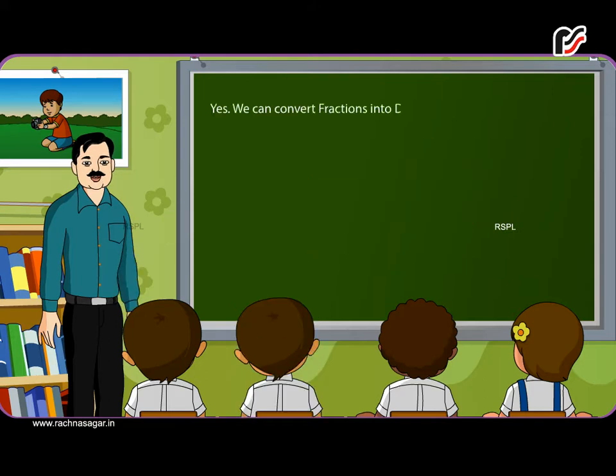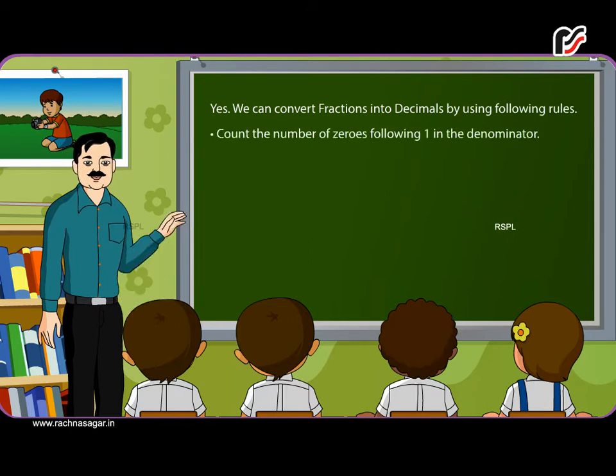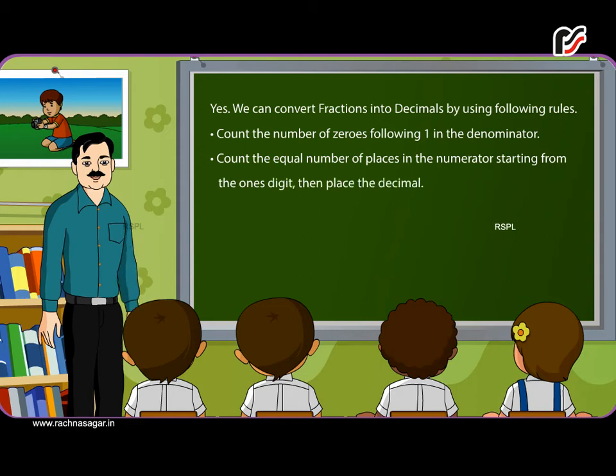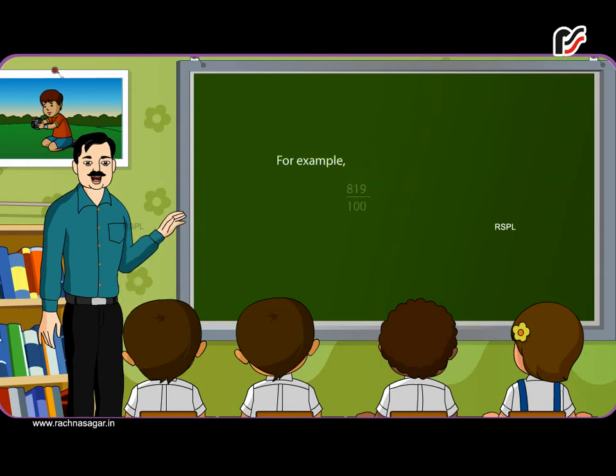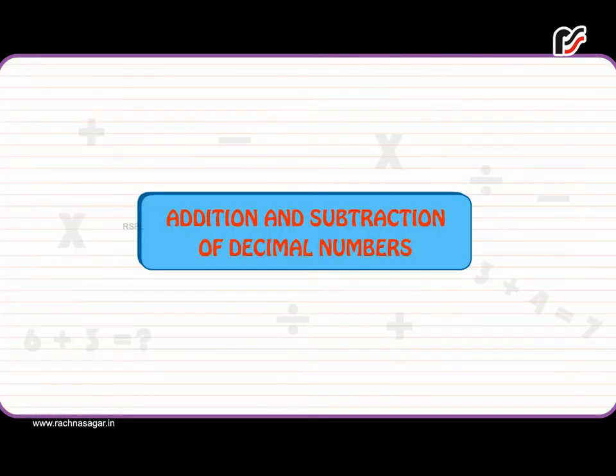Yes, we can convert fractions into decimals by using following rules. Count the number of zeros following 1 in the denominator. Count the equal number of places in the numerator starting from 1's digit, then place the decimal. For example, 819 by 100 is equal to 8.19. 6007 by 1000 is equal to 6.007.